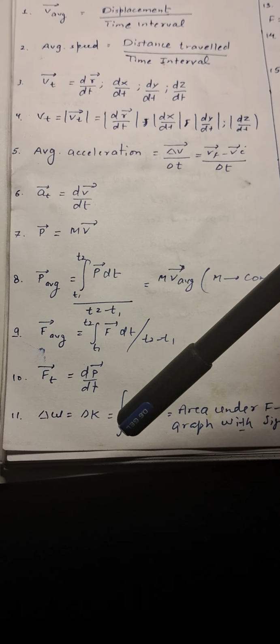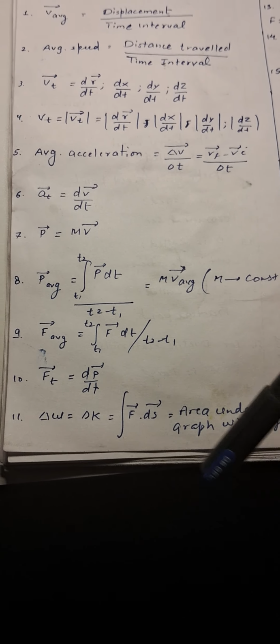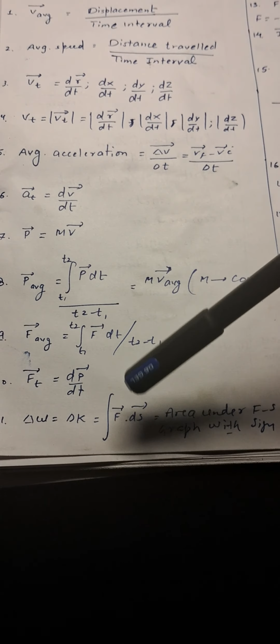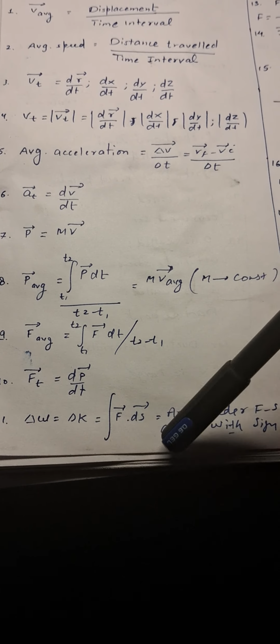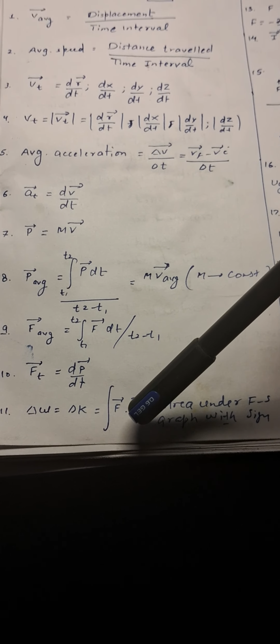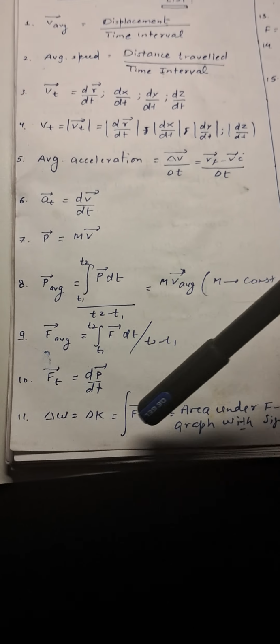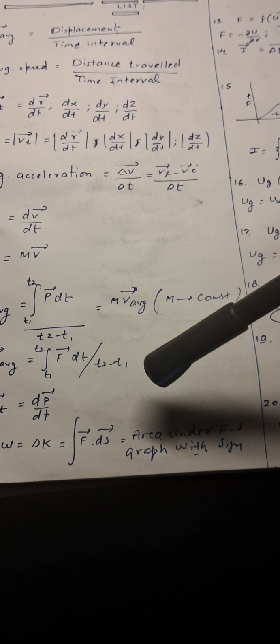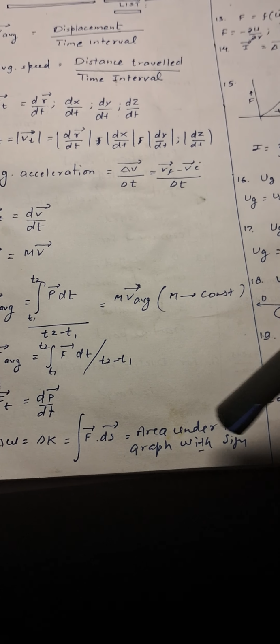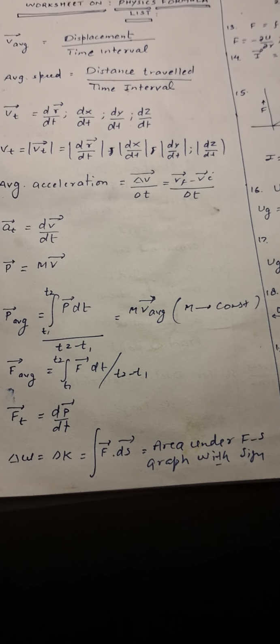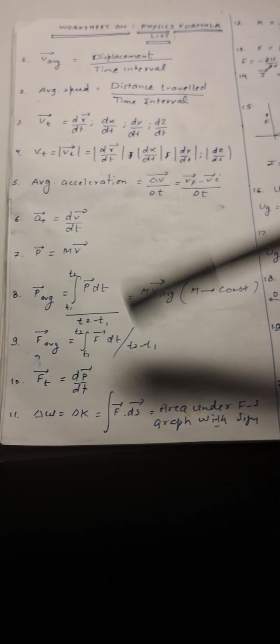Next is work done. Work done is equal to change in kinetic energy. Work done can also be given as integration of F dot ds, which is the very general expression for calculating the work done by a force. And if we think in terms of a graph, then it is equal to the area under the F-s graph with proper sign. So that is how things can be explained.